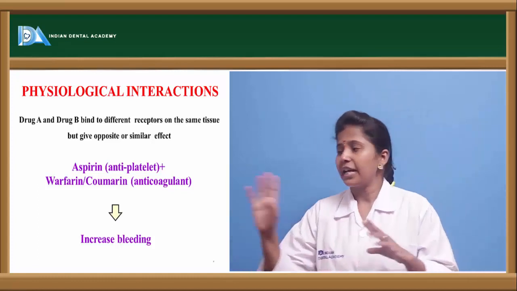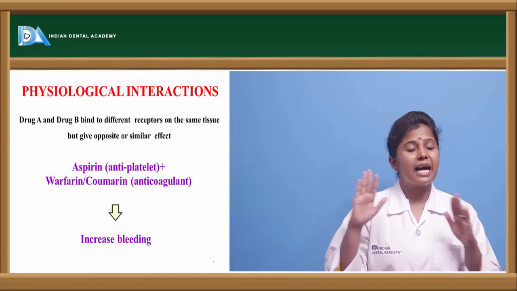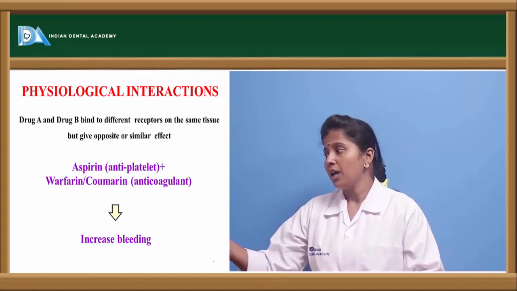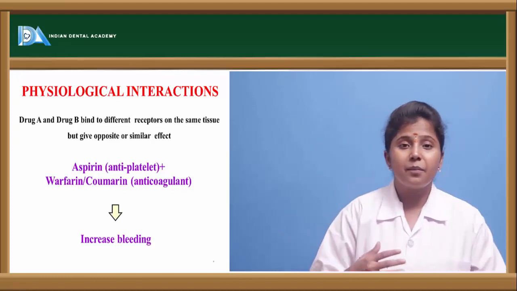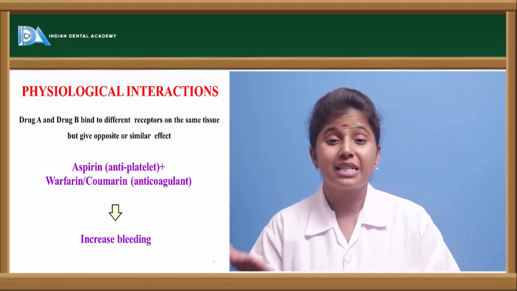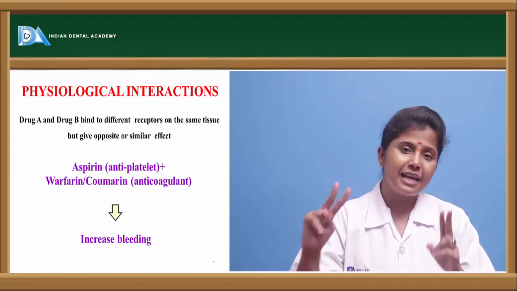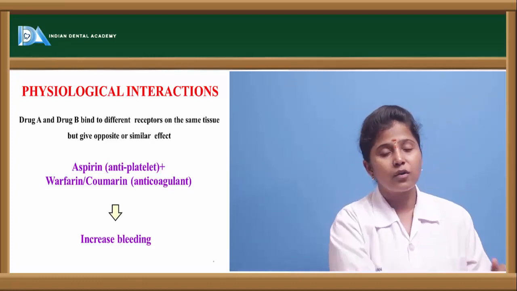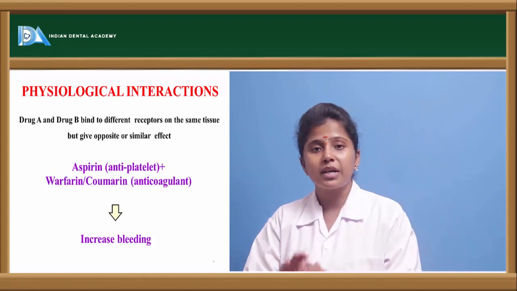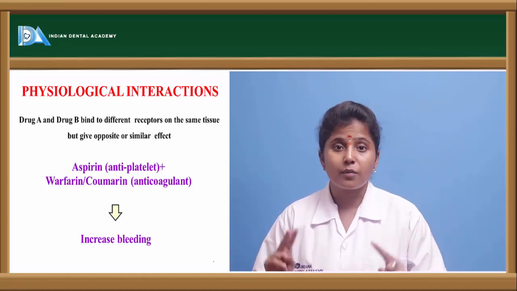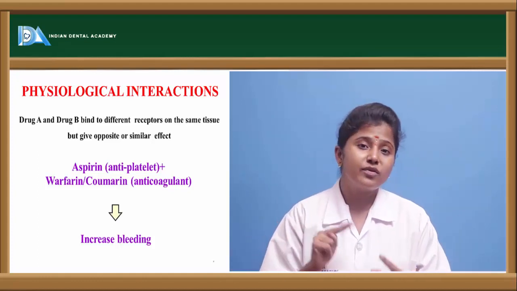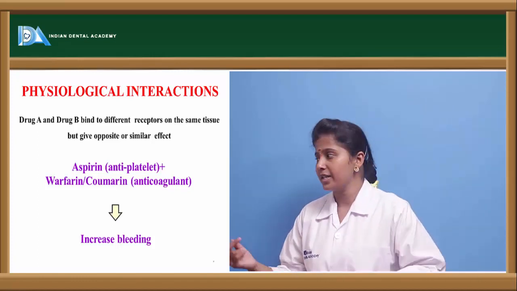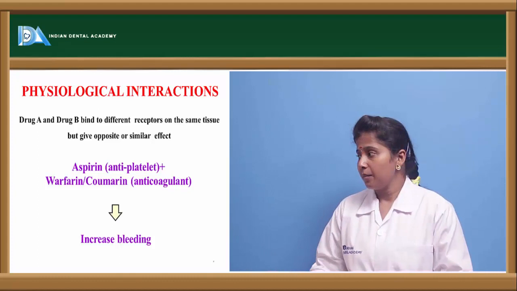For example, aspirin has an anti-platelet action, in the sense it won't allow the platelets to form aggregates. Warfarin or coumarin are anticoagulants. They prevent the coagulation mechanism. The effect is the same. It won't allow platelet aggregation, thereby a clot is not formed. It won't allow the coagulation mechanism, thereby a clot is not formed. But the binding sites of these two drugs are different. So two binding sites, but the effect is the same. That is increased bleeding.